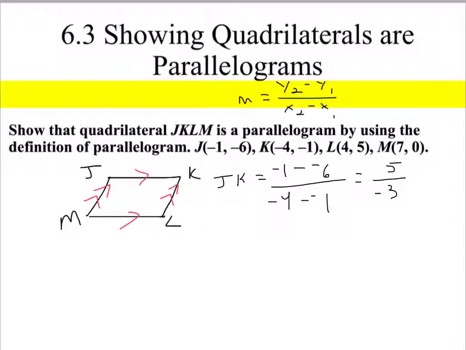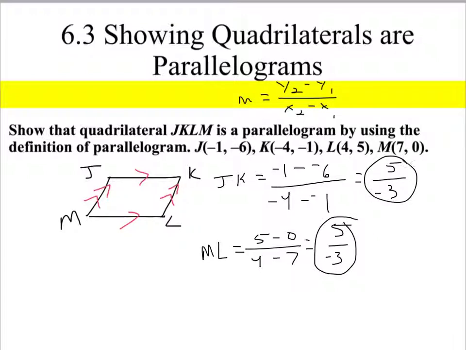I'm going to do that same thing for ML. Okay, ML is going to be 5 minus 0 and 4 minus 7. When I take those, I have 5 over -3. Do those have the exact same slopes? Absolutely. 5 over -3 is the exact same. So I know that ML is going to be parallel to JK.